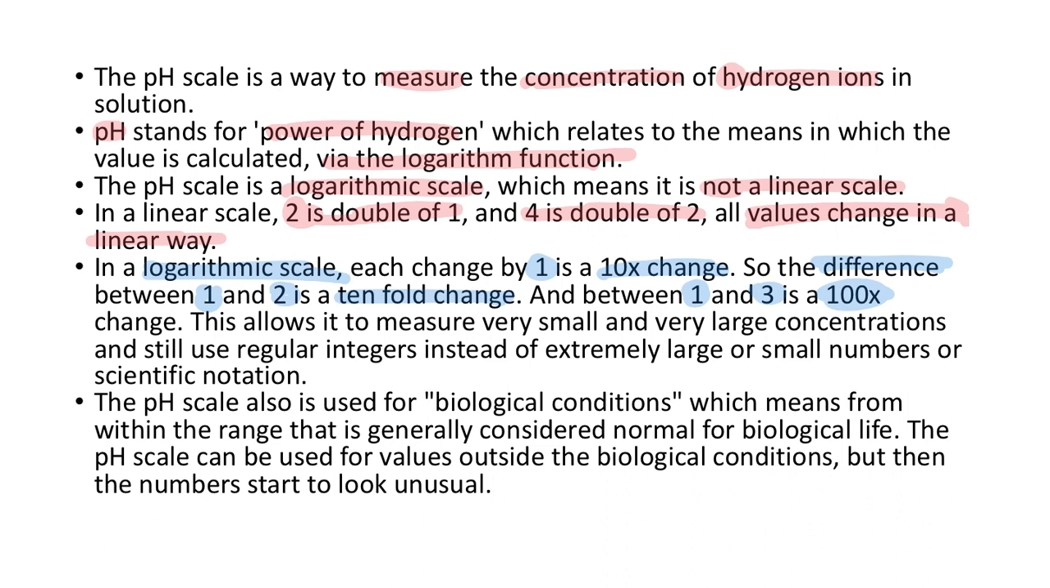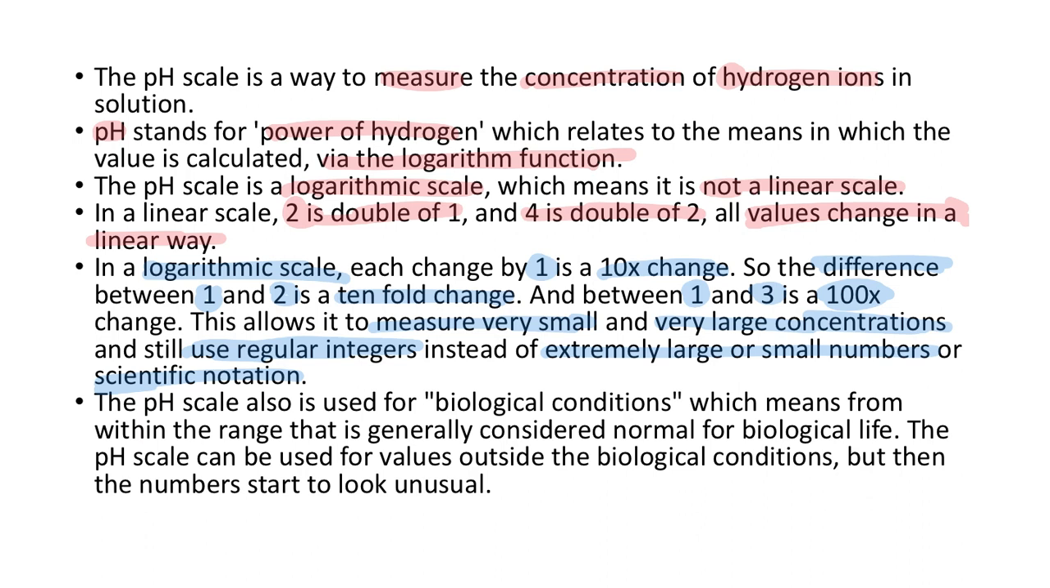All right, this allows it to measure very small or very large concentrations and still use regular integers. That's why they also use the Richter scale, because instead of saying how many gazillion joules, or using scientific notation, they can just use normal numbers. So you don't have to use extremely small or large numbers or scientific notation.